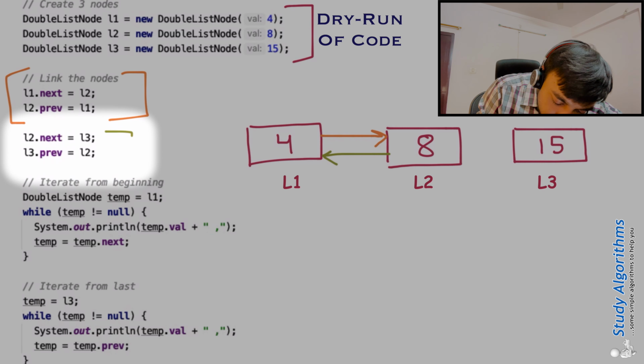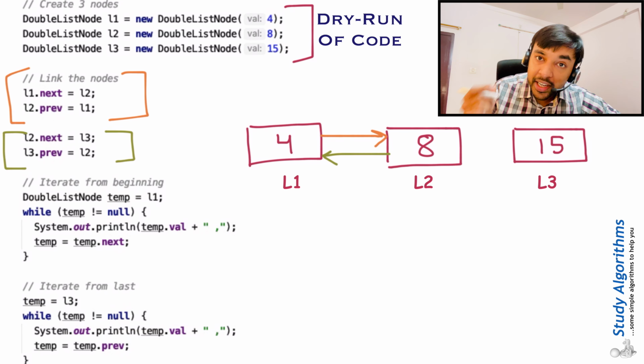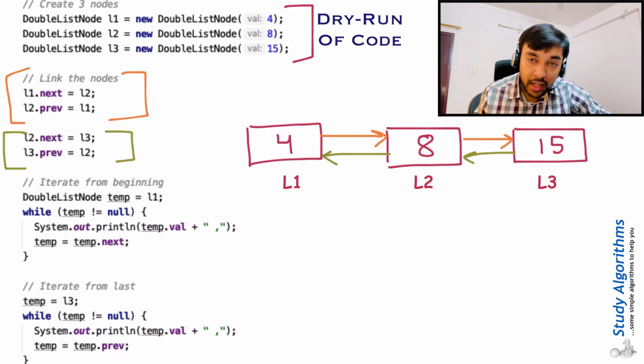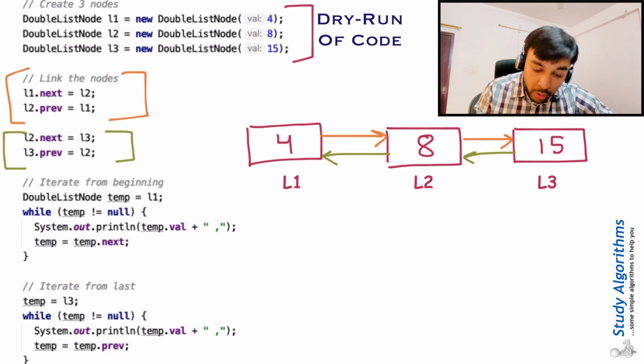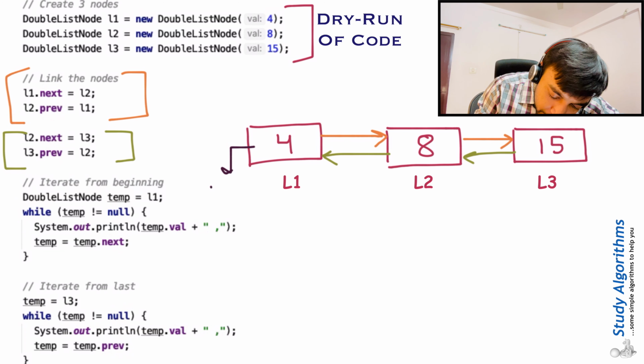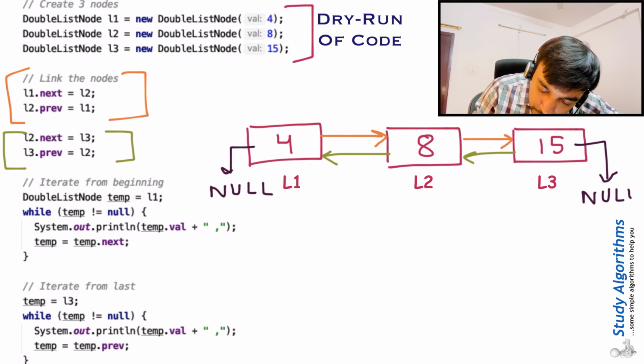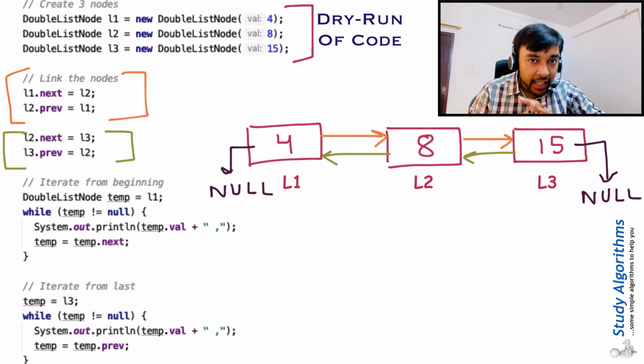Similarly, we will now try to link L2 and L3. We say that L2.next equals L3 and L3.previous equals L2. Do you remember how the next and previous of all the nodes were null initially? So the previous of 4 still remains null and the next of 15 still remains null. We have now linked all of the nodes in our double linked list.